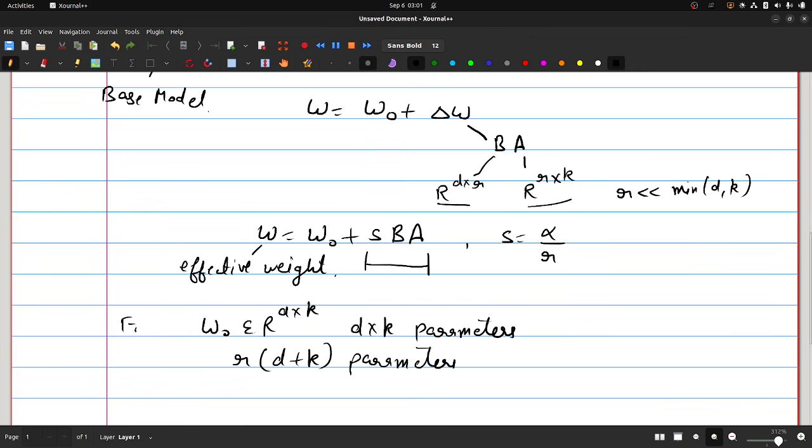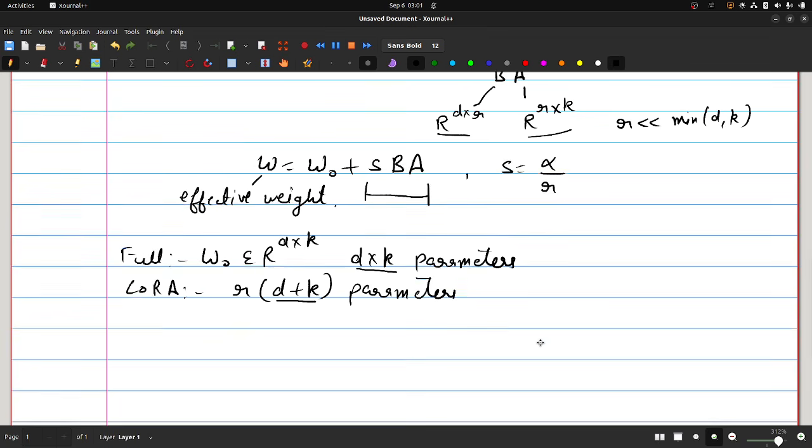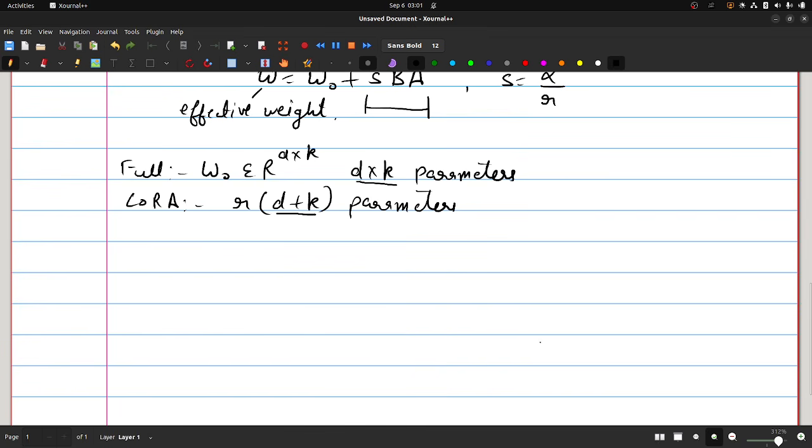So these many parameters you have to train with LoRA. This is full and this is with LoRA. Here it is a multiplication of two very big numbers, and in this case it is only a summation. So it reduces the number of parameters by a large amount. You can think of it this way: you are only training 1% of the parameters of your base model.